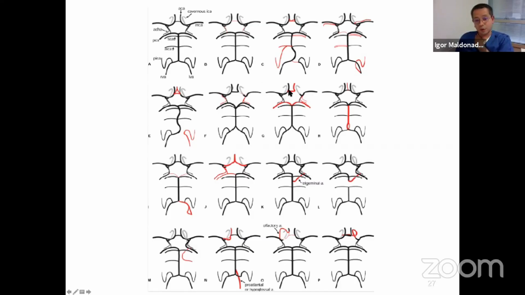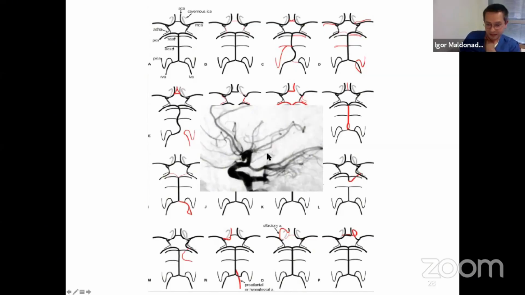You see here both A2 filling from a single A1, hypoplastic A1 from one side, azygous A2, dominant vertebral, which is the communication between the vertebral and the basilar, maybe very tiny or absent from one side, fenestrations, and even more strange things that you can see here.